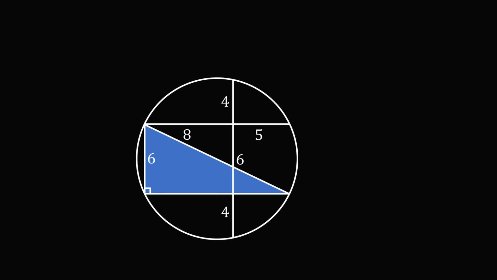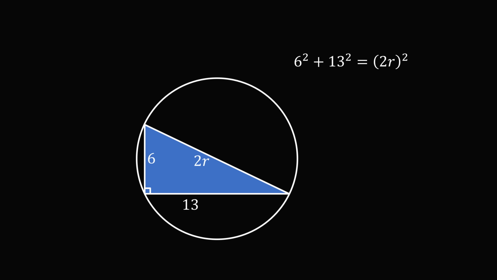We now have a right triangle where the hypotenuse is equal to 2r, one leg is equal to 6, and the other leg is equal to 8 plus 5, which equals 13. We'll just focus on this right triangle. We have 6 squared plus 13 squared is equal to the square of 2r. This means 205 is equal to 4r squared, and r squared is equal to 50.25. Multiplying both sides of the equation by pi gives that pi r squared, which is the circle's area, is equal to 50.25 pi. And that's the answer.